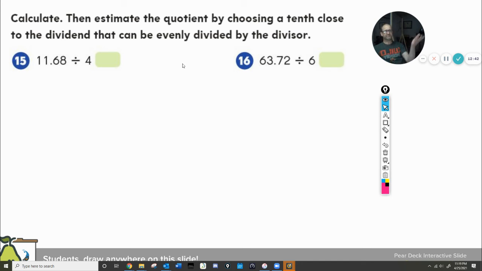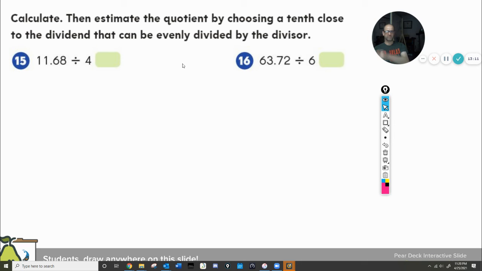So here's the deal. They're asking you to go to the nearest tenth or by choosing a tenth. So you could do 63 and 6/10, but then you still got to divide it all out. And here you could do 11 and 6/10. Those would be the closest ones that divide by 4 and divide by 6. But then you're still doing the long division. So in this case, I'm just going to level with you. I don't see why you would use the nearest tenth to do your estimates at all. Doesn't make sense, but they want you to do it.